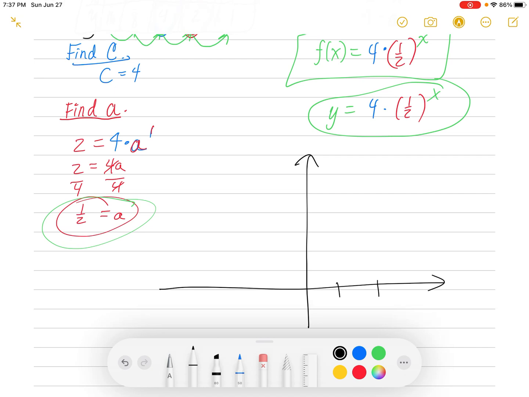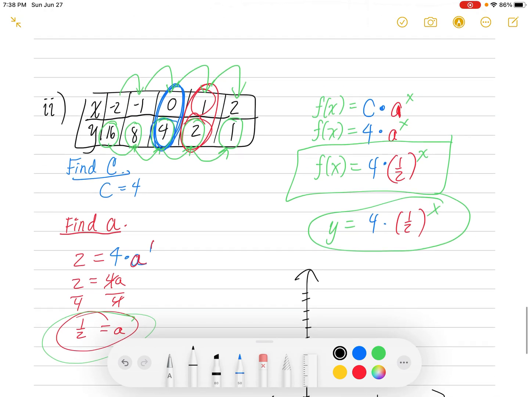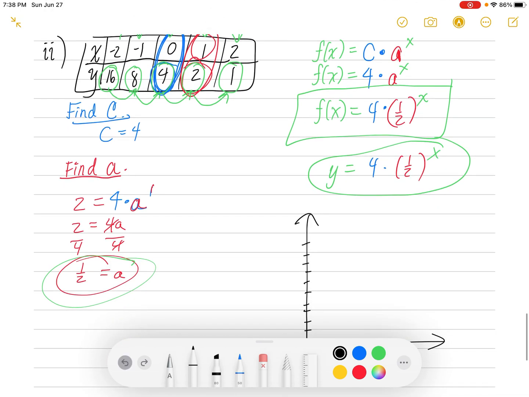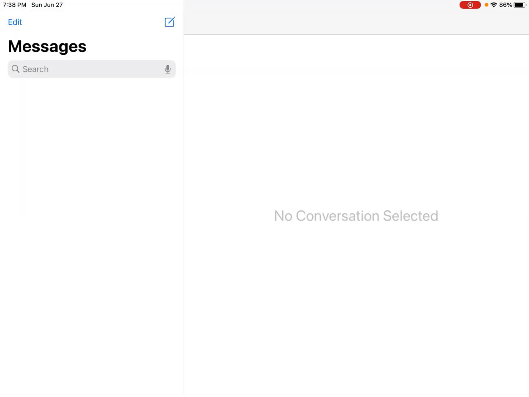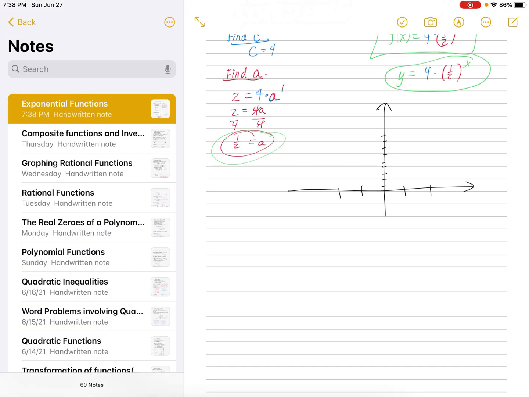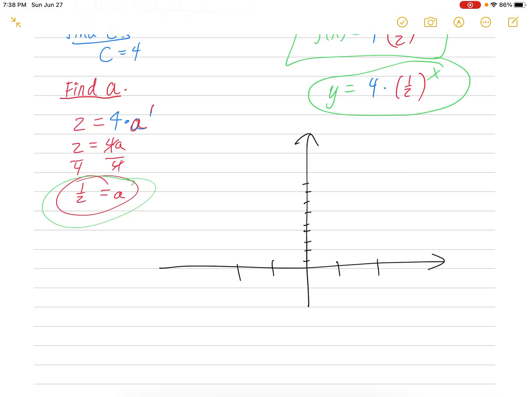Now, let me graph this real quick. If I wanted to graph this, basically you need 2 key points. So this is not going to be to scale. It's okay. Things don't have to be to scale. Okay, no. I'll actually make this one to scale.